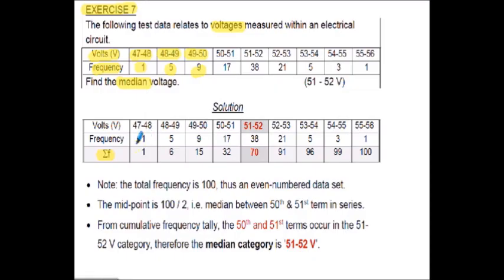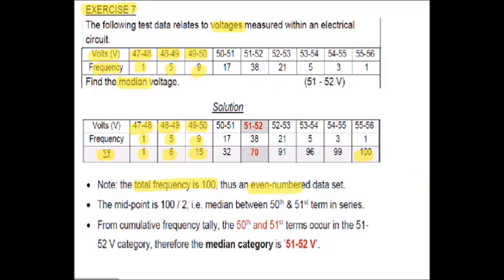So starting off in the first category, the 47 to 48 volts, we've got one item, so the cumulative frequency is 1. In the 48 to 49 category, the frequency is 5, so that gives me 1 plus 5 is 6 in the cumulative frequency row. Next category, 49 to 50 volts, the frequency was 9, so 9 plus 6 gives me 15 in the cumulative frequency row. I'll let you review the rest of the row up to the 100 voltages that we've got in our table.